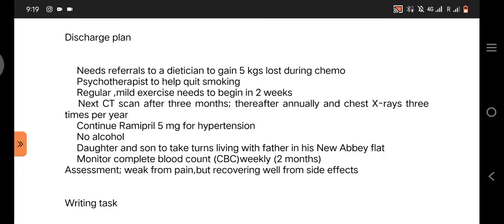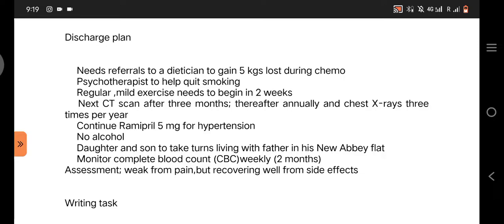Kindly continue his Ramipril 5 mg for hypertension. Monitor his complete blood count. So all these things you can write because we are writing to an oncologist. He is a medical professional. Whatever is given in the discharge plan, it is very important. Okay, so this is how you need to write the letter based on this case note.